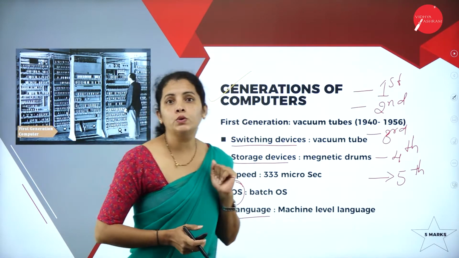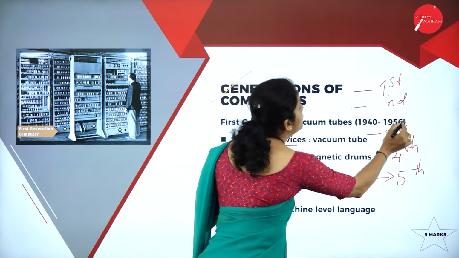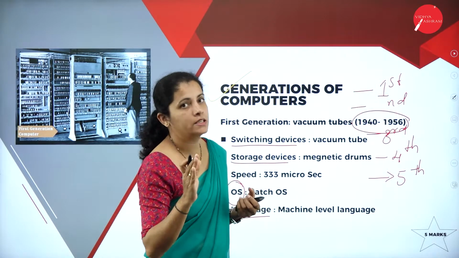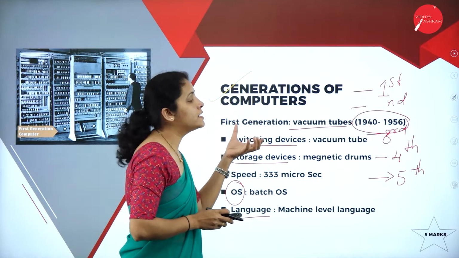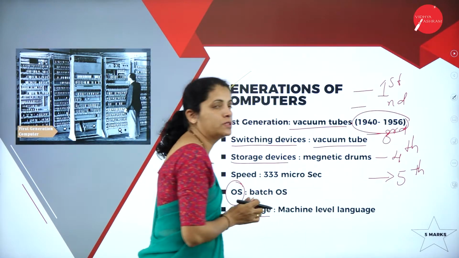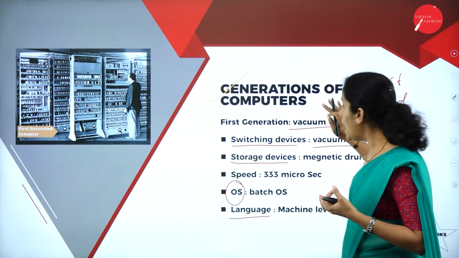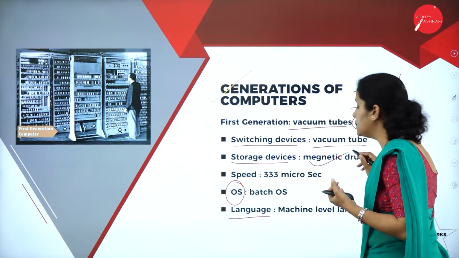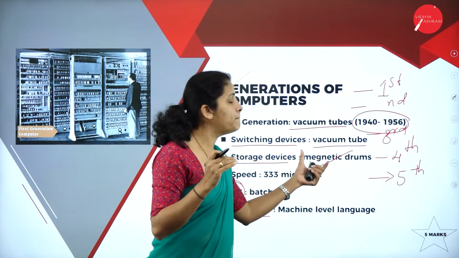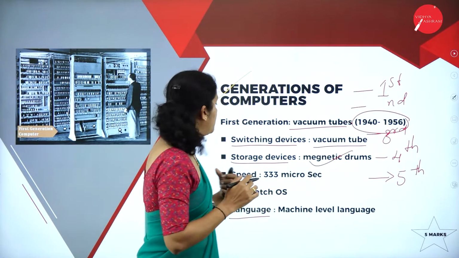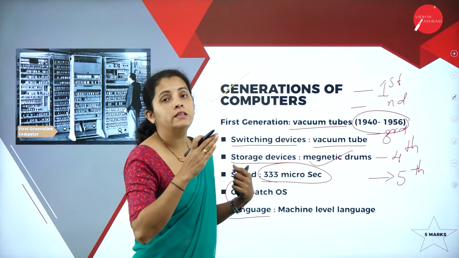At the beginning, we have the first generation computer system. The first generation time period was from 1940 to 1956, and at that time they used vacuum tubes. The switching device they used is vacuum tubes. That means all the first generation computers are made using vacuum tubes, and along with that, they used magnetic drums. The storage they used to store the data is nothing but magnetic drums. And the execution speed of the computers is measured in terms of microseconds. Here it is 333 microseconds.